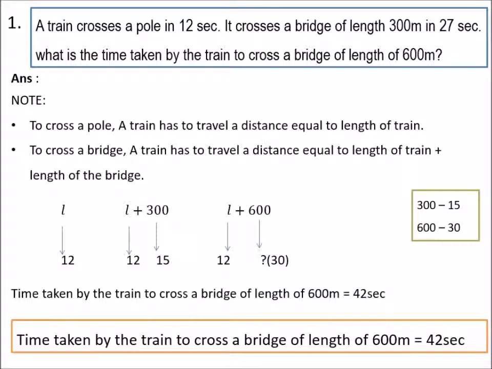And coming to the first question, a train crosses a pole in 12 seconds. It crosses a bridge of length 300 meters in 27 seconds. Then what is the time taken by the train to cross a bridge of length 600 meters?